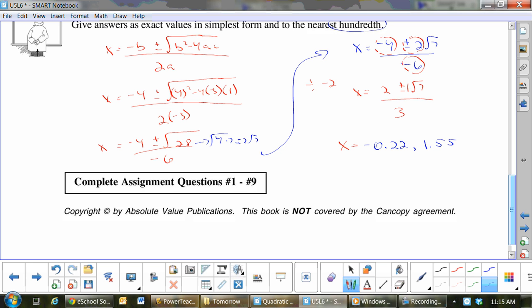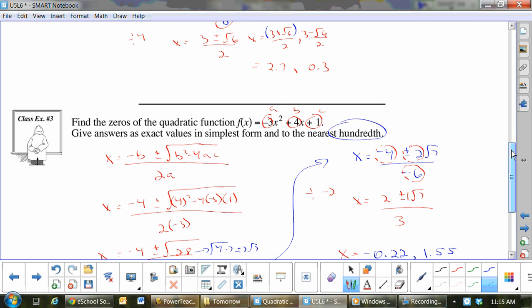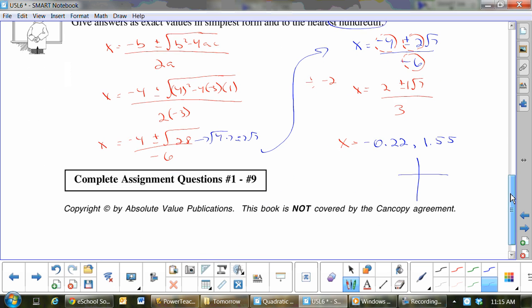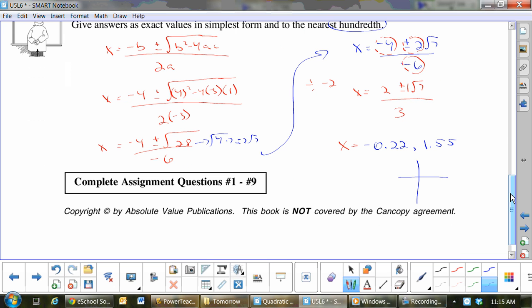Now, remember what this is saying. This is saying that, first of all, it's a positive. No, it's a negative, isn't it? So it's going down, and it's going through negative 0.22, which would be about there, and 1.55 would be about there. So it's something like this, okay? So we don't know the vertex from this formula, but we do know the x-intercepts, which are the same thing you've been doing for the last 4 years.